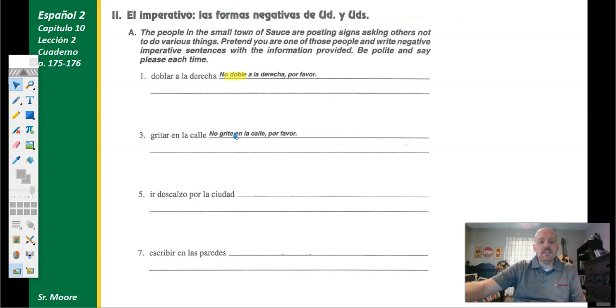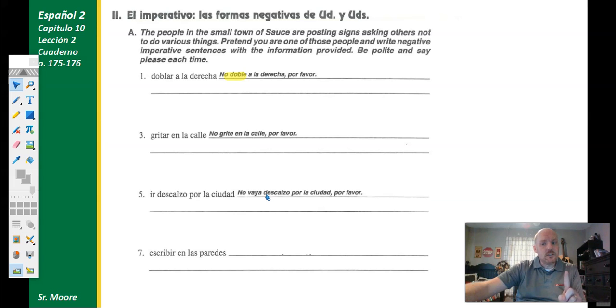Número 5, ir descalzo por la ciudad, to go barefoot through the city. The answer that you should have there is no vaya descalzo por la ciudad, por favor. Don't go barefoot through the city, please. Ciudad is city. No vaya.